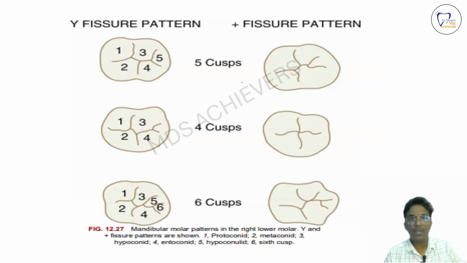And the patterns are of different types that are very commonly observed. Y fissure pattern, you can see the 1, 2, 3, 4, 5, and the fifth one, the plus fissure pattern. And you can see this plus kind of thing that we're going to see. And the 6 cusp patterns are very less frequently seen in our patterns, but variations do occur.